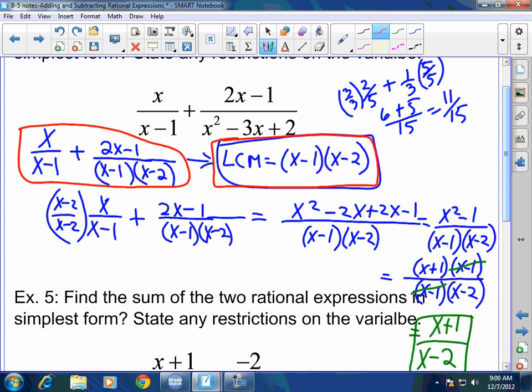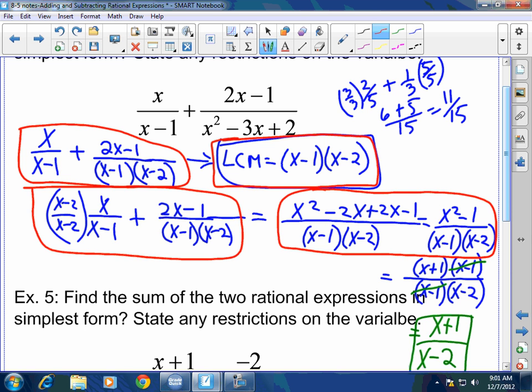Then I converted each rational expression to have the same denominator. That's what I did here. Then I went ahead and multiplied and simplified the numerator. That's what I did in this step. Then I factored and simplified the rational expression sum that I have. That's what I had here. And then I simplified, and that's what I did right there at the end. So factor, LCM, convert, add, and simplify.